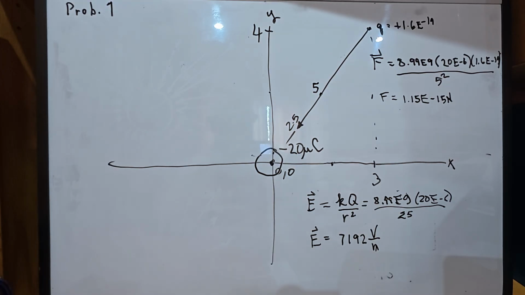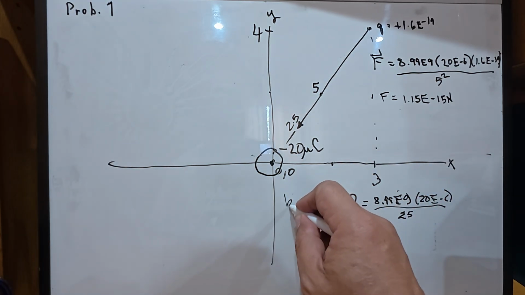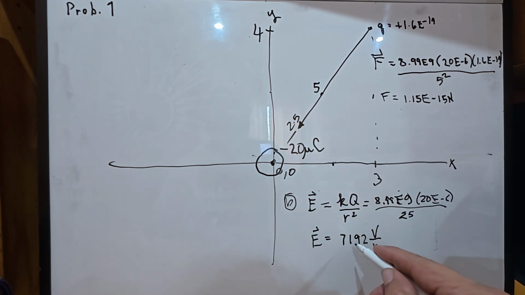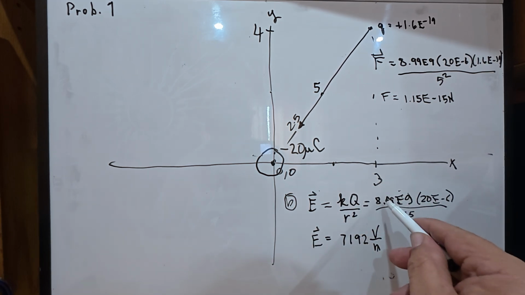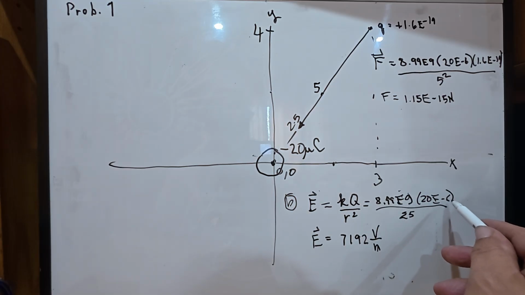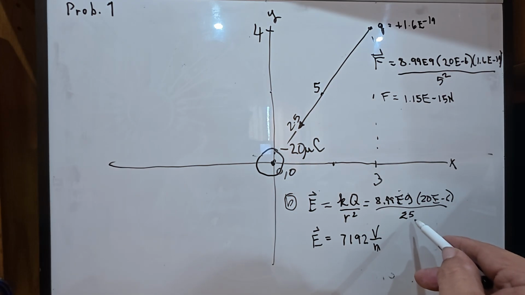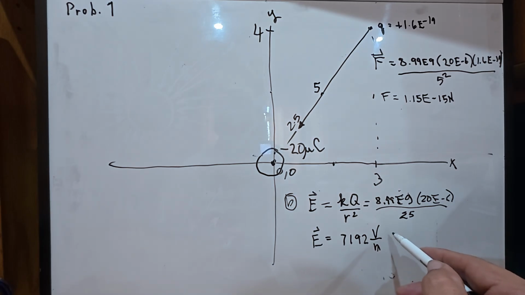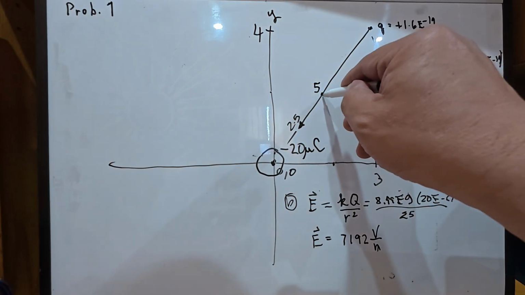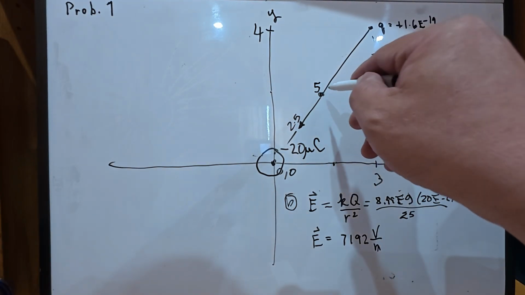And so the solution to part B, which is the electric field, is 7,192 volts per meter. That's when you multiply this constant times 20 e to the minus 6, which is the charge, divided by the distance squared. And part B also asks, what happens when you change this distance to half?